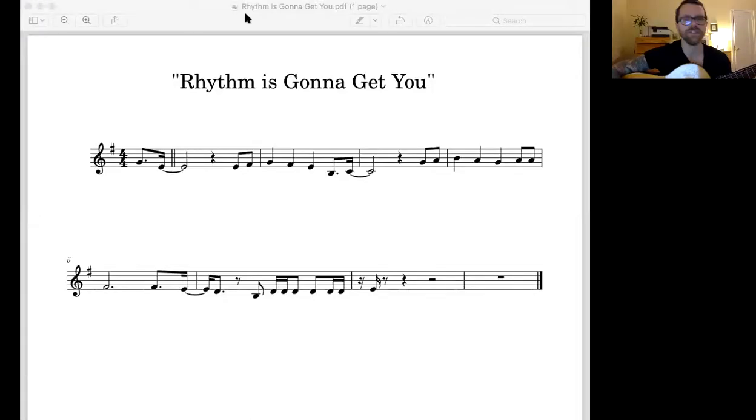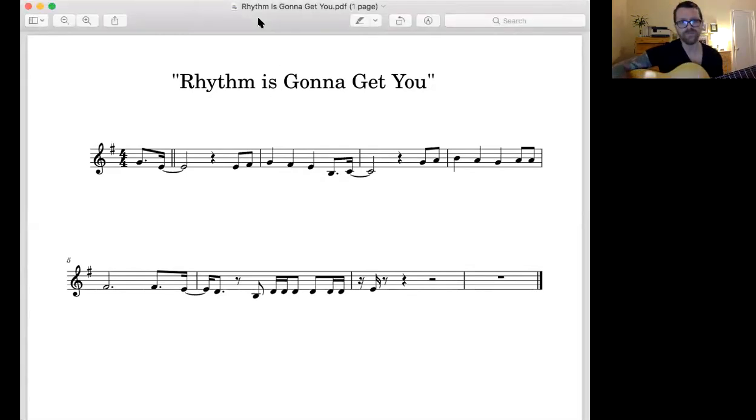And then we're gonna look at something rhythmically more complicated with, excuse me, Rhythm Is Gonna Get You. Gloria Estefan, Miami Sound Machine. I'm sure you're all familiar with it. There's not a whole lot going on here. We're in the key of E minor, right?